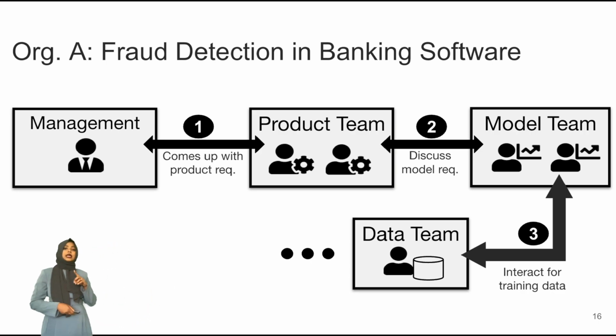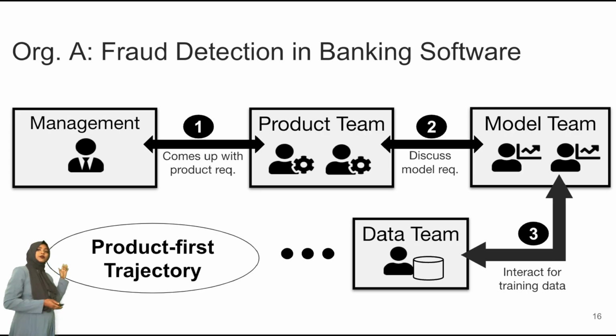So we categorize this kind of organization as an organization of product first trajectory, because the product was developed first and then they felt the need of a model which came later in the process.